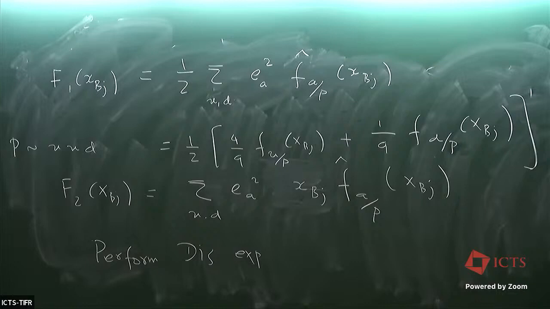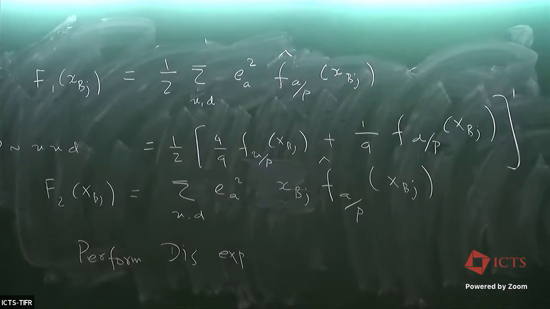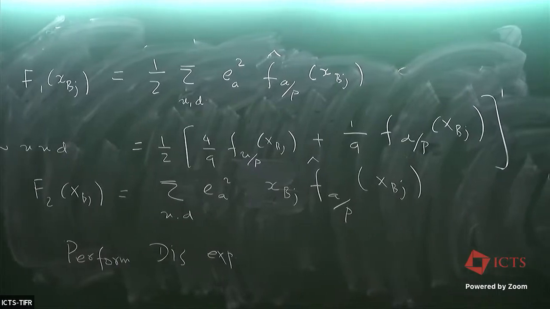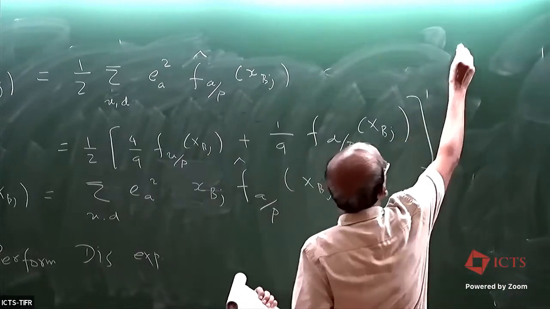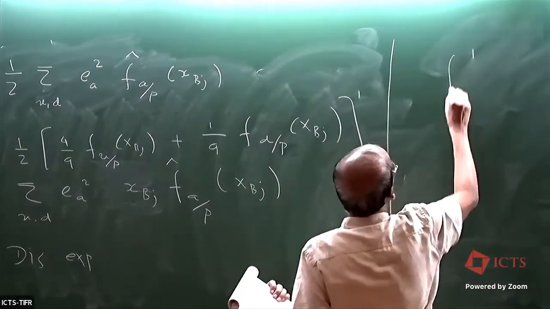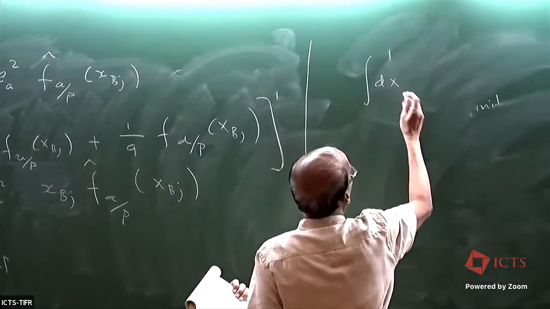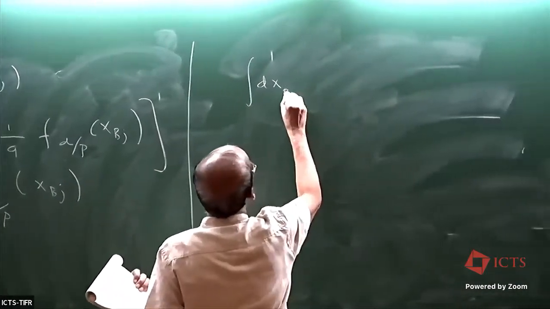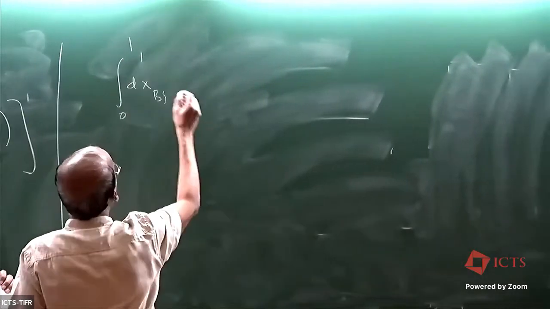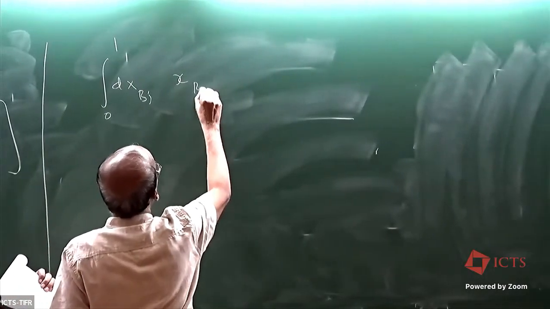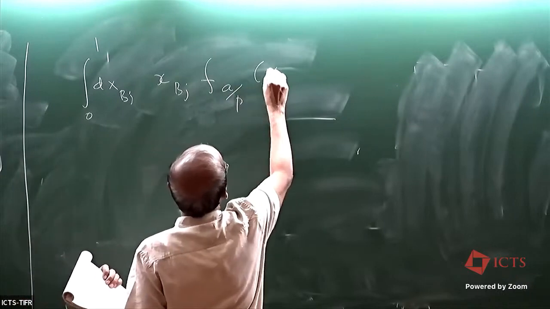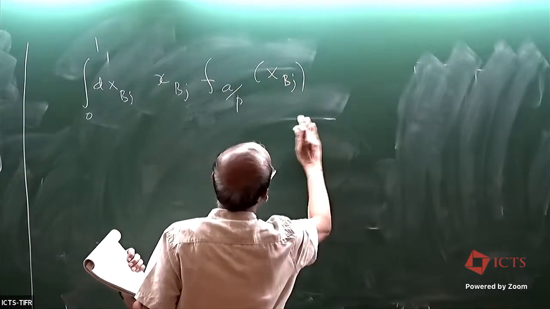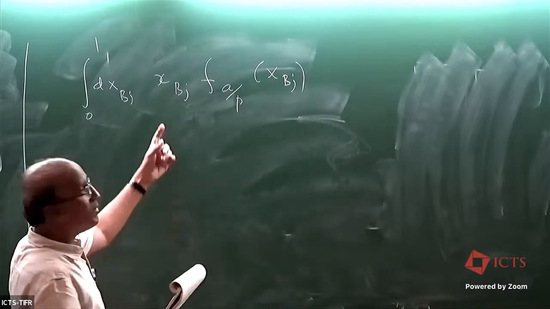Okay, because this is supposed to contain information about the partons inside the proton. So let's see whether we can say something about this. For example, if I calculate the integral dx_Bj from 0 to 1 of x_Bj, x is the momentum fraction.